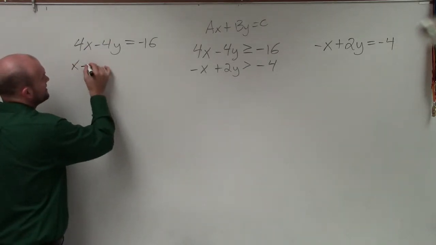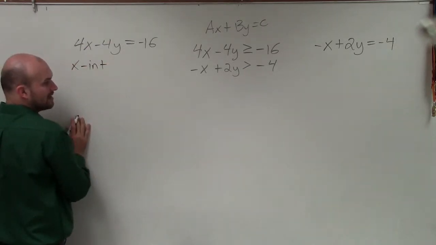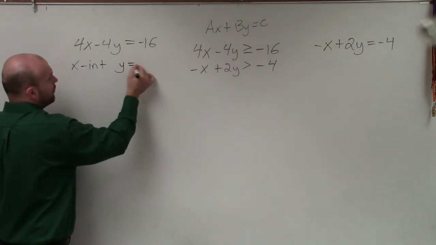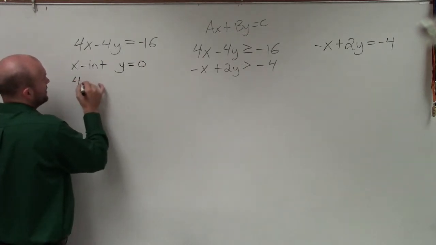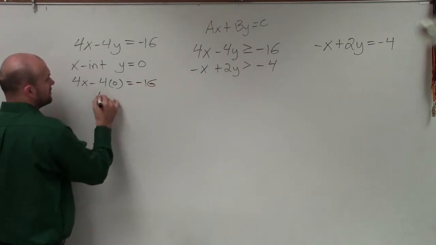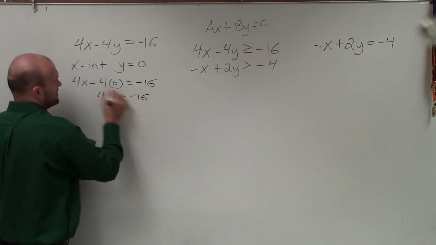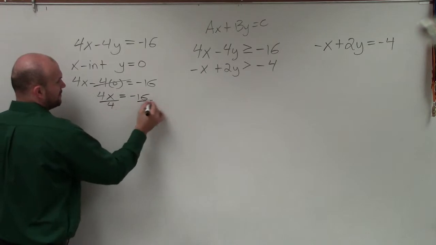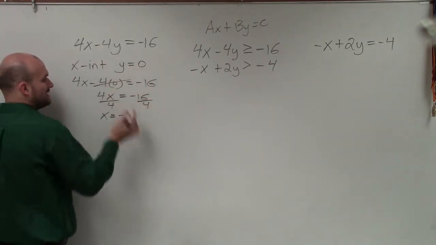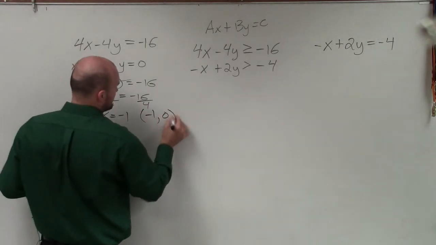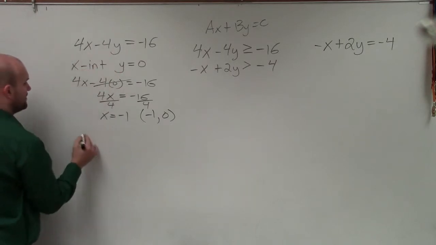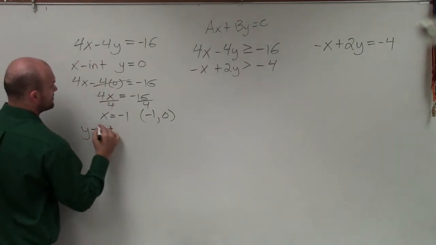To do that, I'm going to determine my x- and y-intercepts. The x-intercept is the value of x when y equals 0. To solve for that value, I'm going to put 0 in for y and then solve. 4x equals negative 16, because that goes to 0. Divide by 4, x equals negative 4. Since x equals negative 4 and y equals 0, I can write this as the coordinate point negative 4 comma 0. Now let's determine the y-intercept.